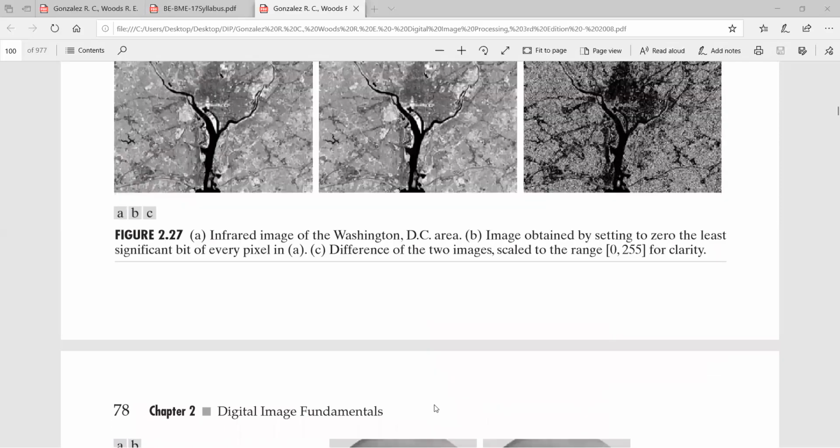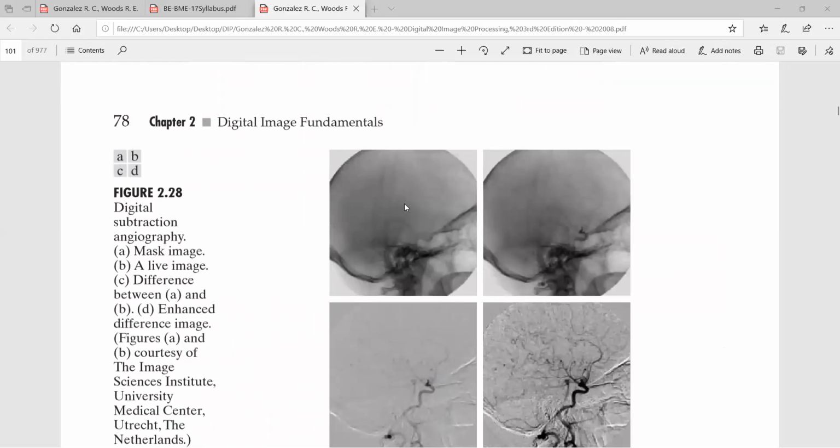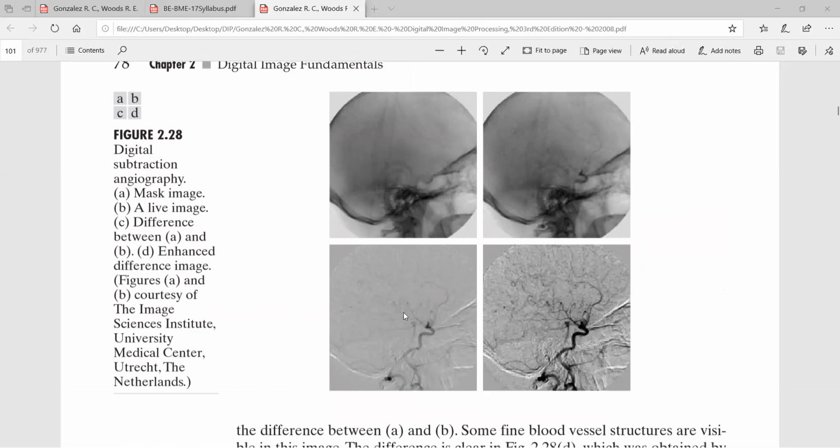You can see here, this is the mask image. This is a live image. You subtract the mask from this, and this is what you get. And this is the enhanced difference image. When you inject the contrast medium, take a series of images, that is f of x,y, subtract h of x,y from it, we get g of x,y. If it is enhanced, you can see how the contrast medium moves. So this is an application of image subtraction, especially in the medical application of mask mode radiography.